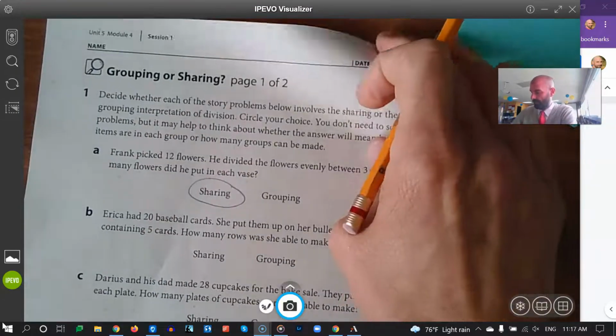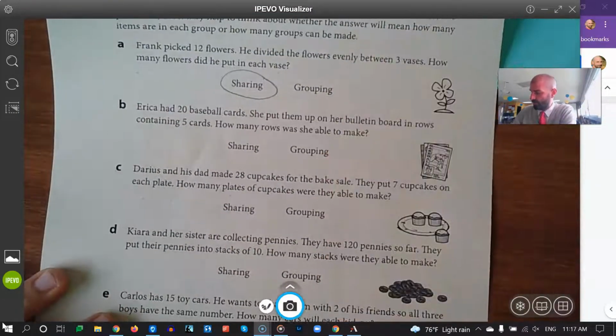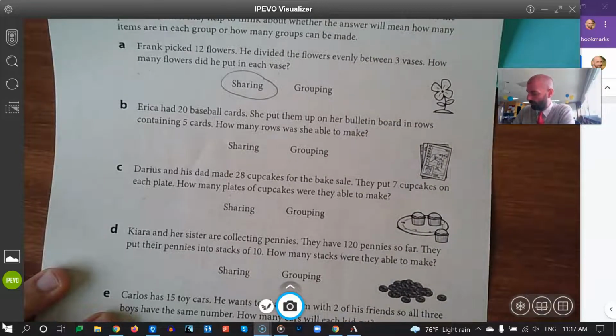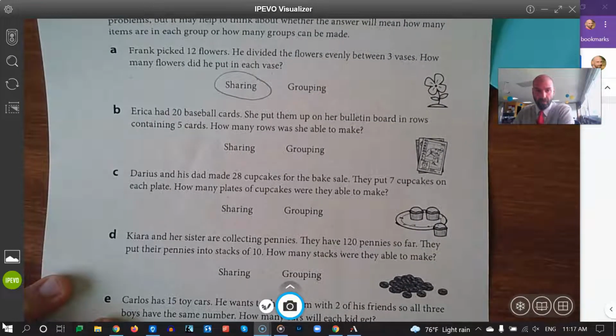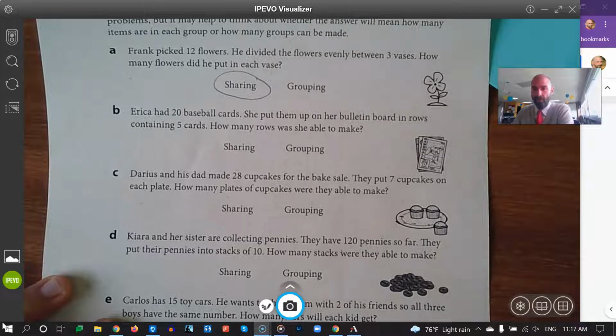All right, let's look at the second one. Erica had 20 baseball cards. She put them up on her bulletin board in rows containing 5 cards. How many rows was she able to make?